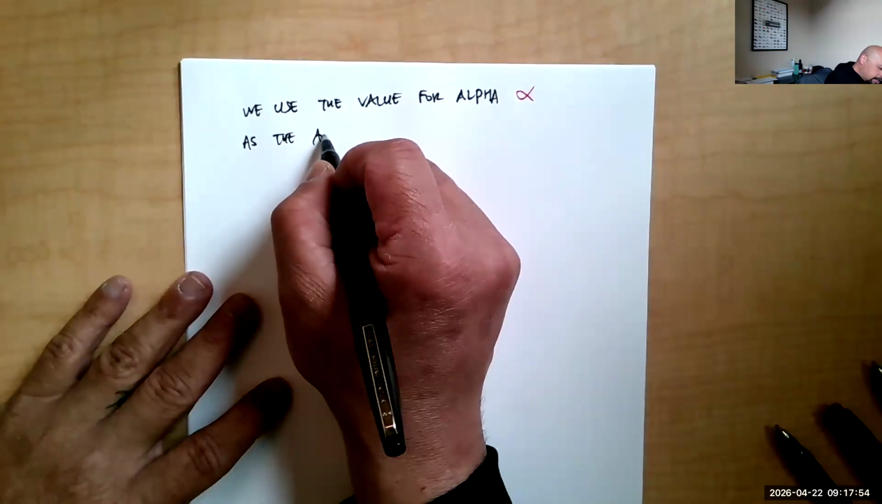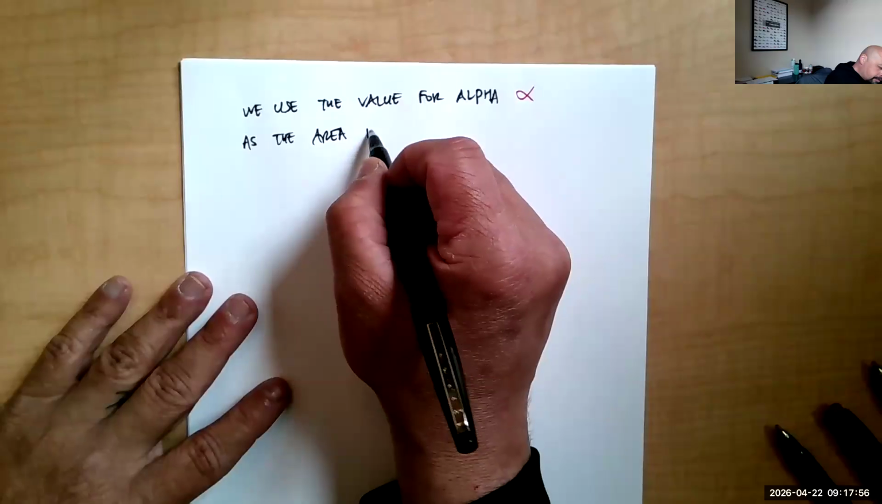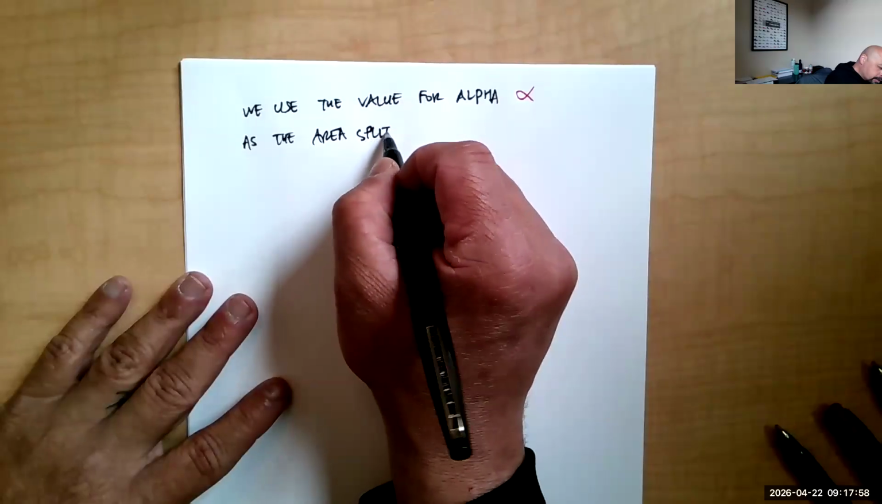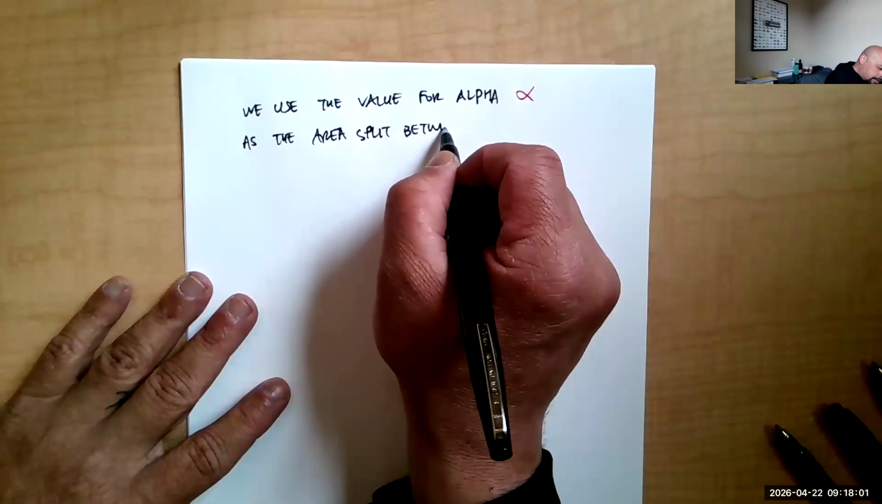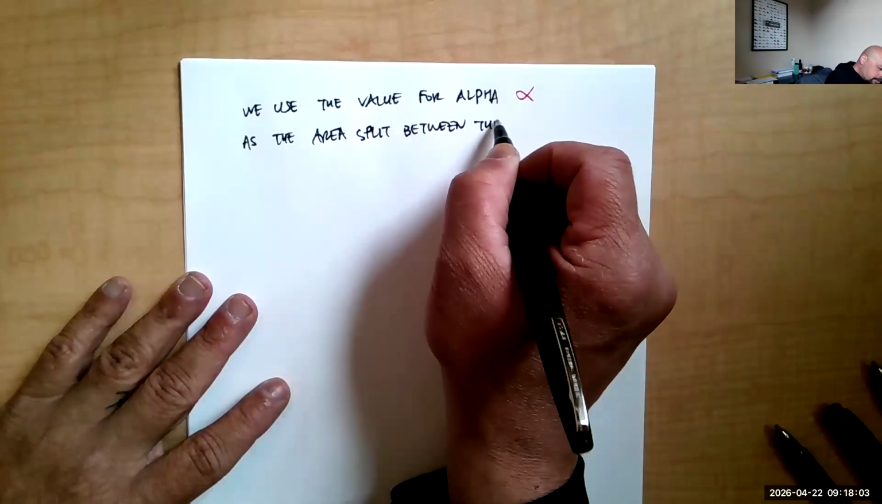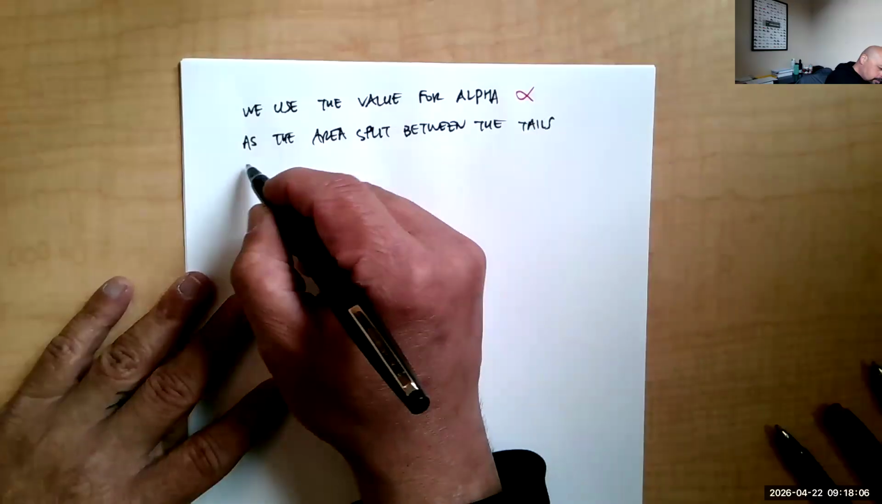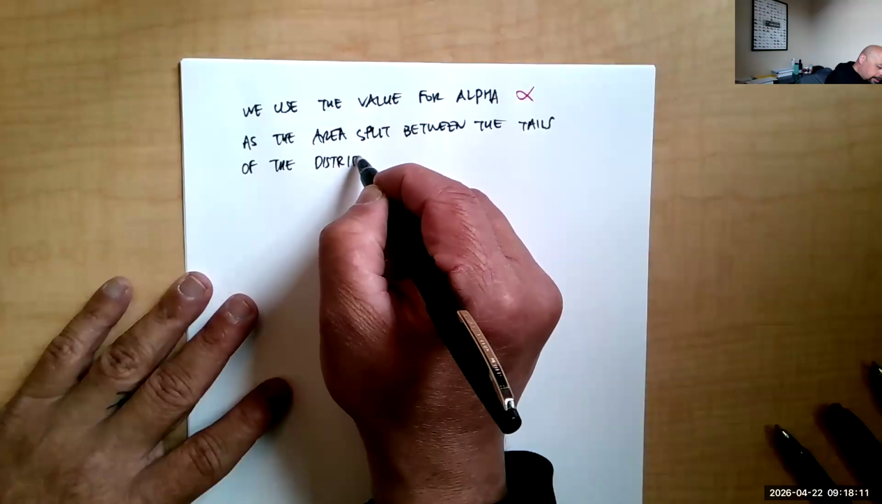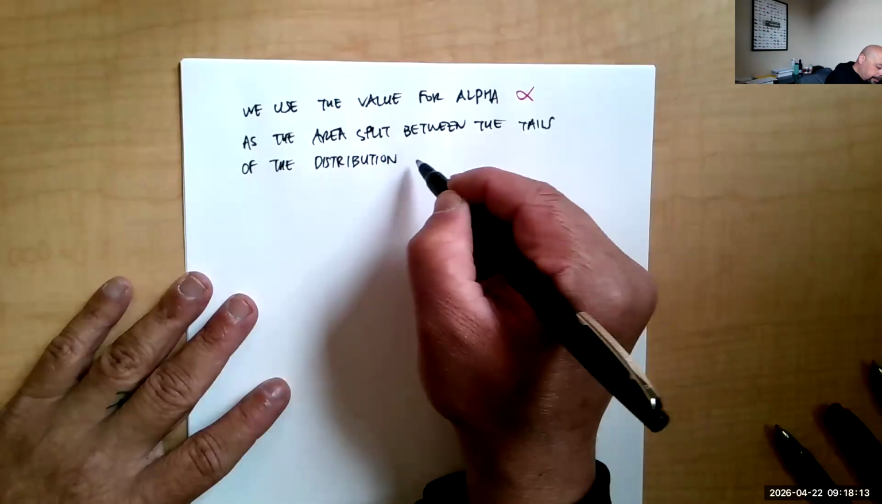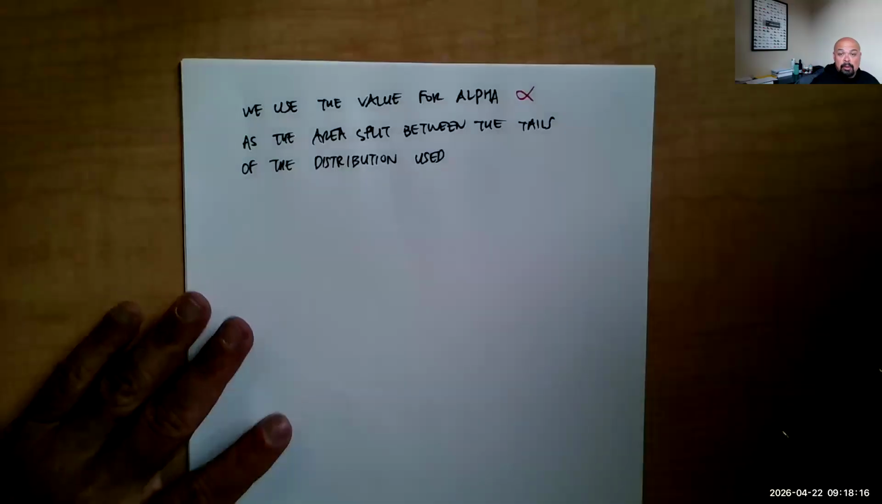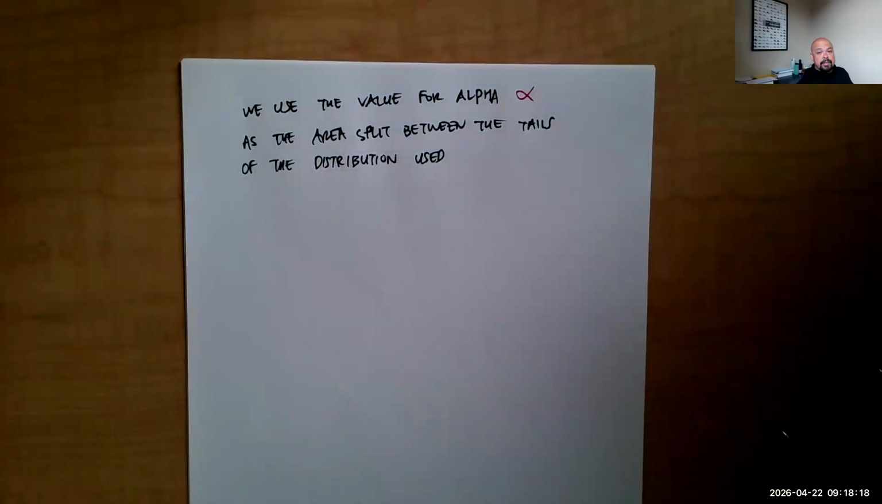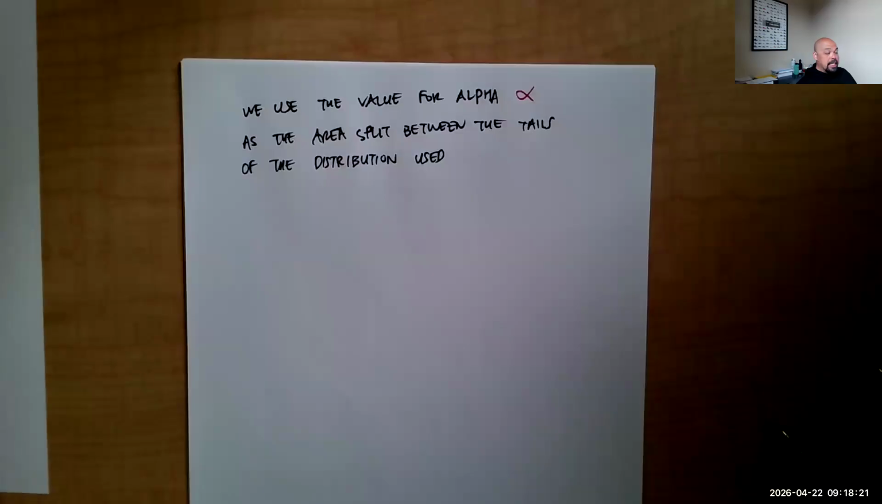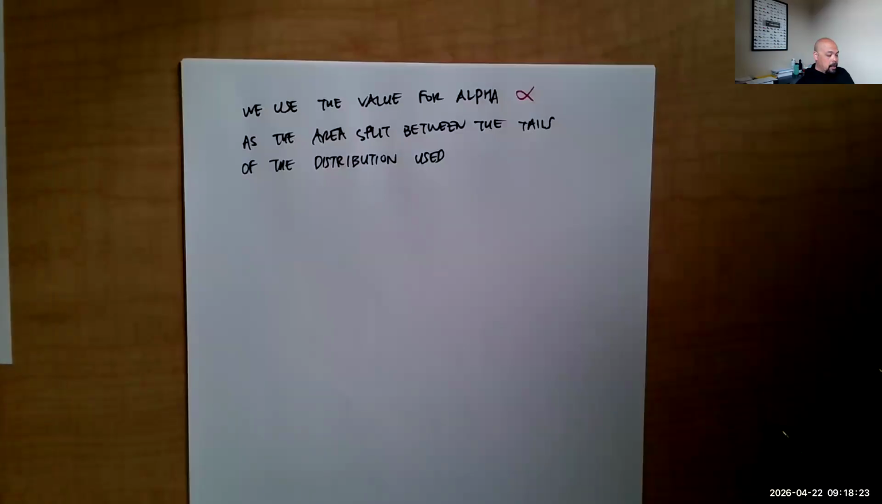As the area, I'll say, split between the tails of the distribution used. We saw our normal distribution, that bell-shaped curve, our z-scores, right? We saw that before in chapter 7, a normal distribution, even with our sampling distribution that came up. And we're going to see it again in some of the calculations. We'll also introduce a new distribution as well, okay?